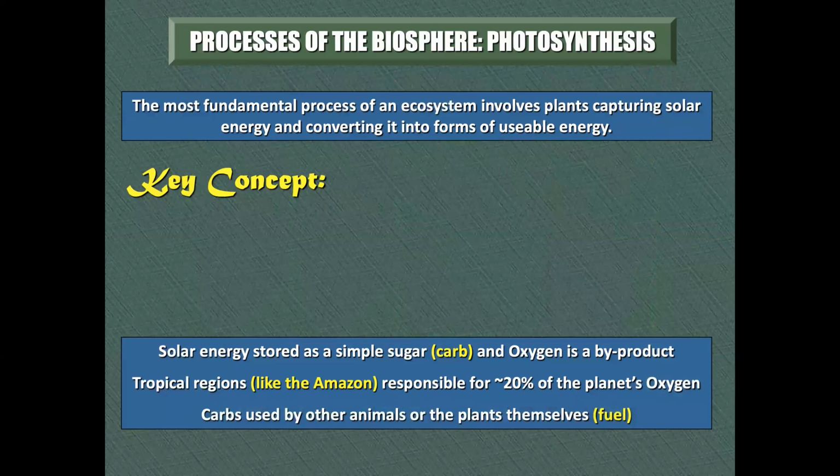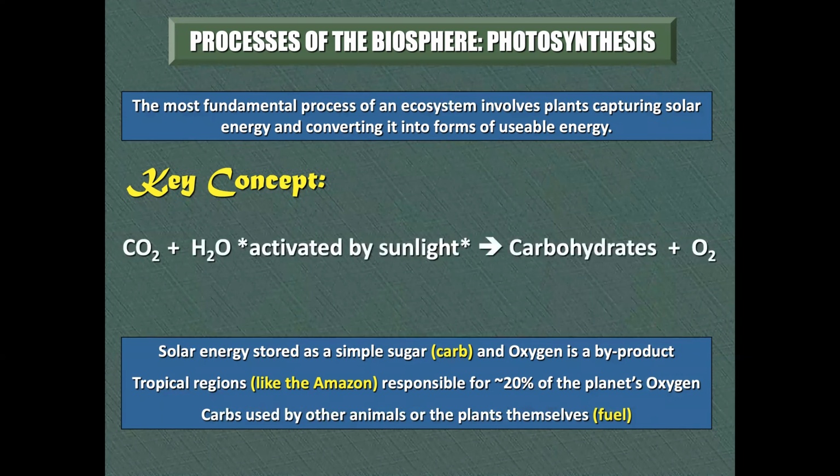So these are the processes that we need to focus on. For many of you, in fact probably all of you, this is a review, but it's still important to understand what photosynthesis is, and it's a key concept, which is broken down into an equation. It's carbon dioxide plus water activated by sun creates what's called a carbohydrate, or better known as a simple sugar, and oxygen. So this solar energy is stored as a simple sugar.